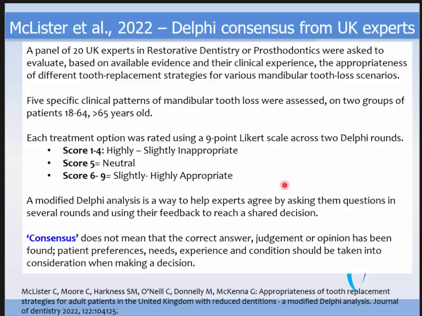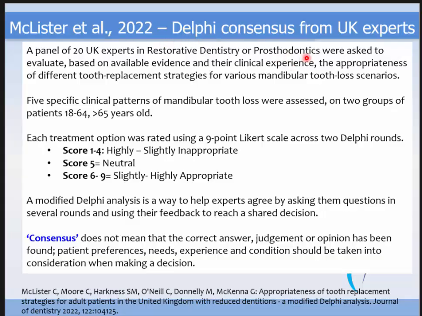So we have evidence to show that dentures may or may not provide more harm. However, we understand that a fully dentate patient has a higher chewing ability compared to a patient with a shortened dental arch. Then this research comes into place, which is quite new, 2022. They invited 20 specialists in restorative dentistry and prosthodontics from the UK to ask their opinion on patients with different patterns of missing teeth in shortened dental arch. They asked for opinions 2 times. This is called a Delphi consensus.